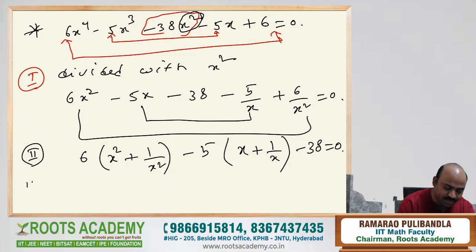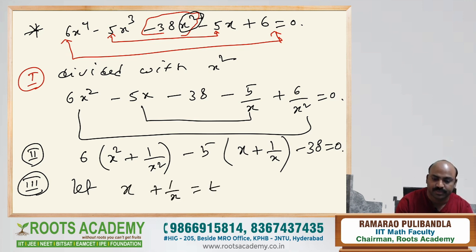Step 3 is, let x plus 1 by x be equal to some t. Then replace everything in terms of t. To get everything in terms of t, you have to get x square plus 1 by x square also in terms of t. So squaring on both sides, x square plus 1 by x square plus 2 is equal to t square. Therefore, x square plus 1 by x square is nothing but t square minus 2.